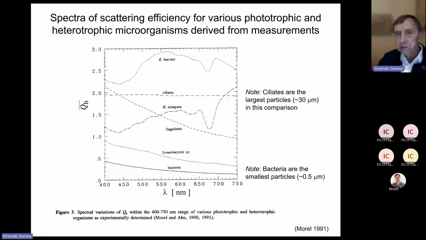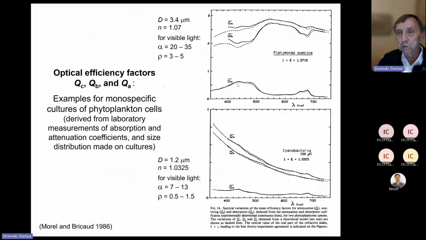And this graph shows three efficiency factors, Qc, Qb, and Qa for two species. One is Platymonas. This is a cell that is about 3.4 micron in size, and you can estimate the refractive index for this cell, and therefore you can estimate the size parameter, the rho parameter. So the rho parameter is 3 to 5, so you can see that scattering and attenuation exhibit this general trend with a maximum in the middle of the spectrum. So just like for Emiliania huxleyi, it's kind of similar, and you can see pretty high values for Qb and Qc between 2 and 3.